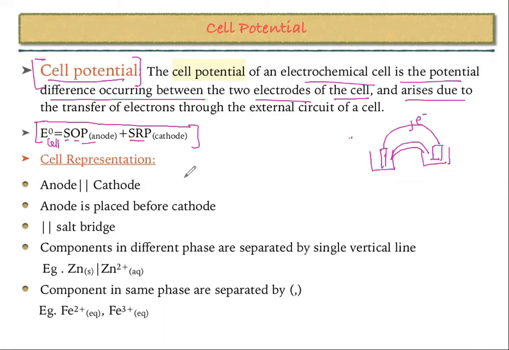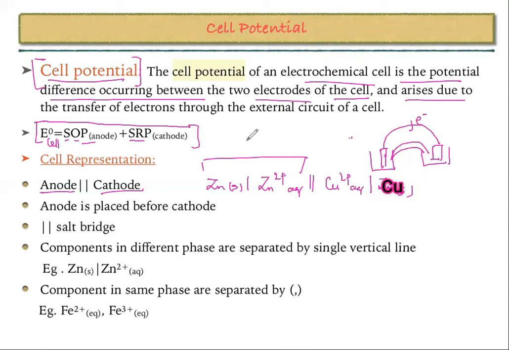Cell representation. How can you represent any cell? First we have to write the anode, then we write the cathode. For example, first Zn solid, then a single line, then Zn2+ in aqueous form. The double line represents your salt bridge, and then Cu2+ aqueous, which is converted to Cu solid. The anode is placed before the cathode, so this part is our anode and this is our cathode. The double line represents our salt bridge, okay.